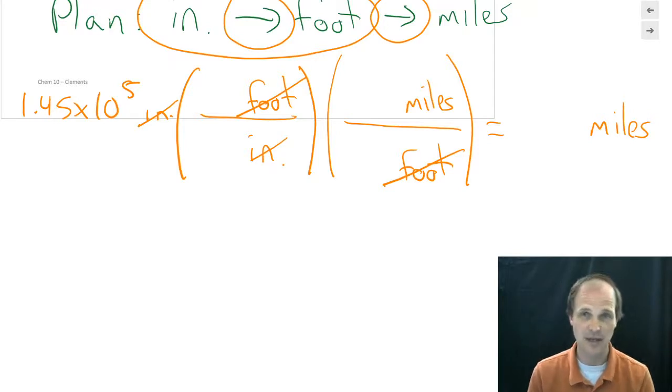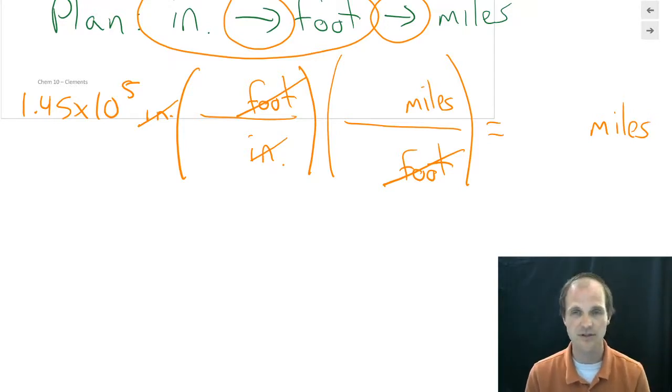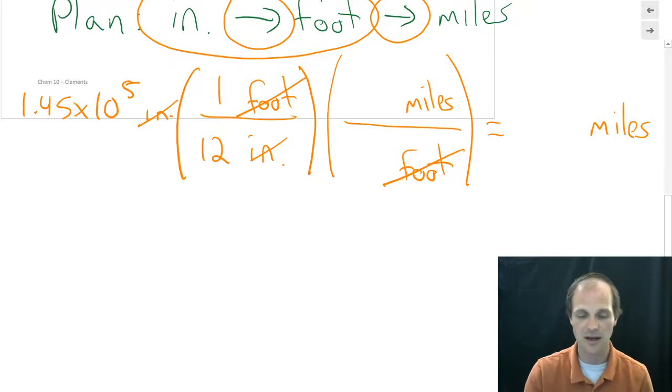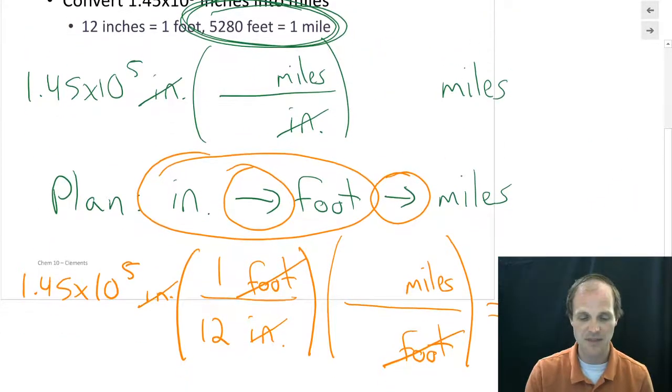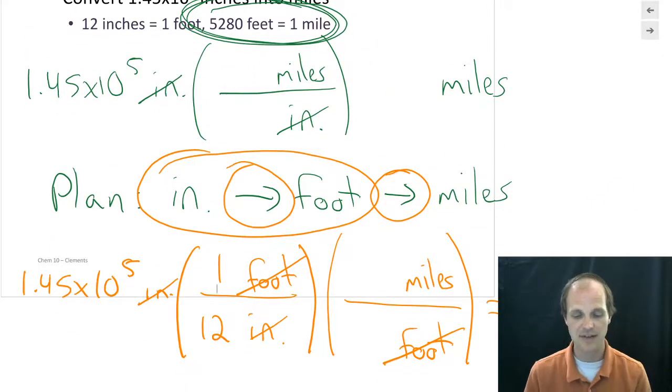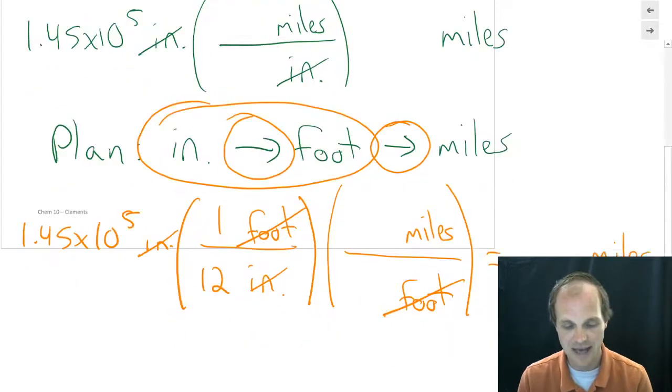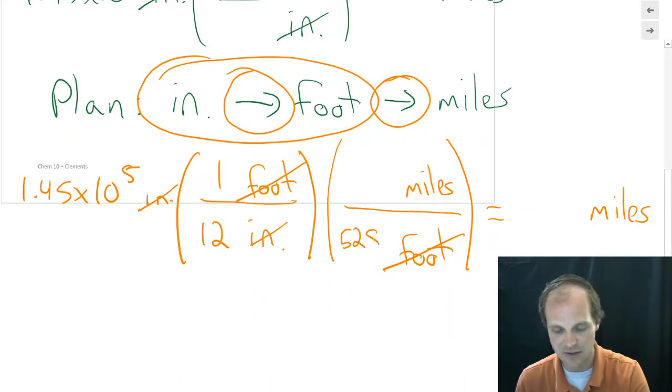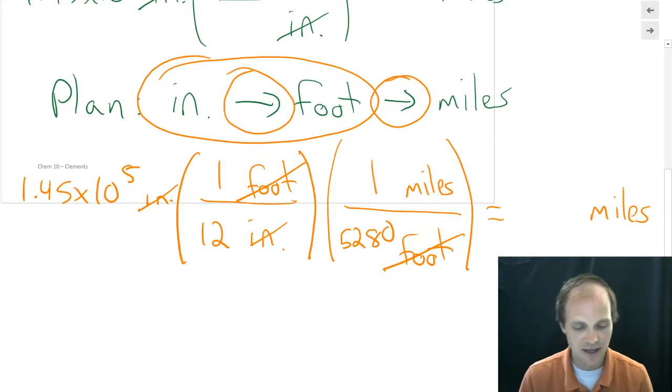Now we can put numbers into these conversion factors. We know that there are 12 inches in a foot. Those 12 and inch are connected to each other, so they always stay together no matter where they are. This other one I got to look up because I don't know what it is. We've got 5,280 feet in a mile. Where does that 5,280 go? It's going to go attached to feet, which is 5,280 down there, and it looks like that.